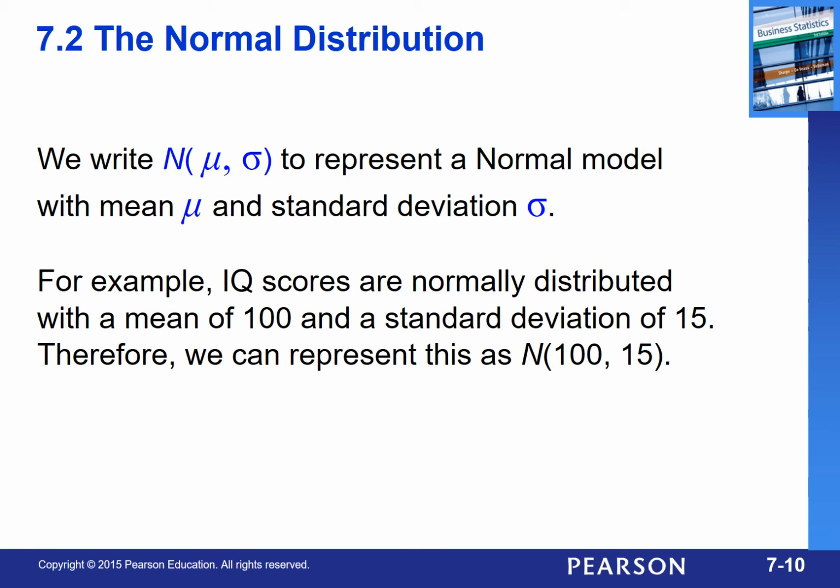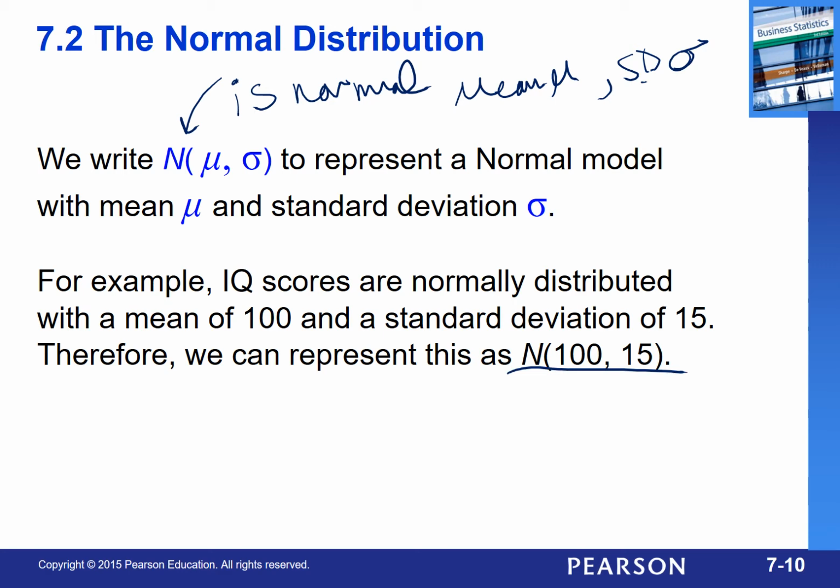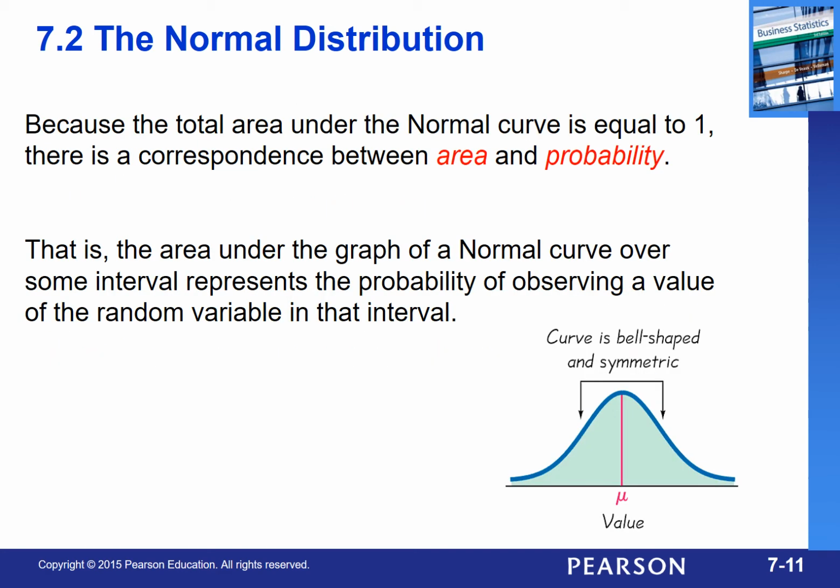So when you see this symbology, I want you to think this means it is normal with mean mu, standard deviation sigma. So I've given you an example below. For example, IQ scores are normally distributed with a mean of 100 and standard deviation of 15. We usually write that as N(100, 15). It's much shorter since we know it. We're going to use this a lot. It gets used a lot in general. That's why it gets its own chapter.